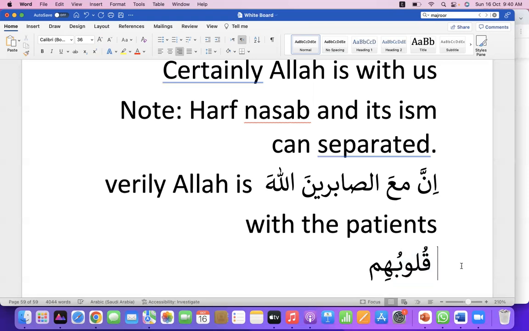Now if I put inna here, I put inna, harf-e-nasab, here. So what will kulubu become? Kuluba. See, it changed states. It changed states only when something happens before it, when some harf-e-jar comes, or harf-e-nasab comes. That's how states change. So in this case, inna kulubahum means certainly or verily their hearts. Understood? Yeah, understood.